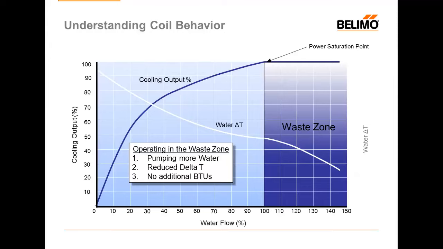So this is what we have termed as a waste zone. The waste zone is an area where we're pumping more water but not achieving any more performance in the space. A flow control or pressure independent type valve would allow us to avoid ever entering the waste zone by stopping all flow at 100% of the coil design.